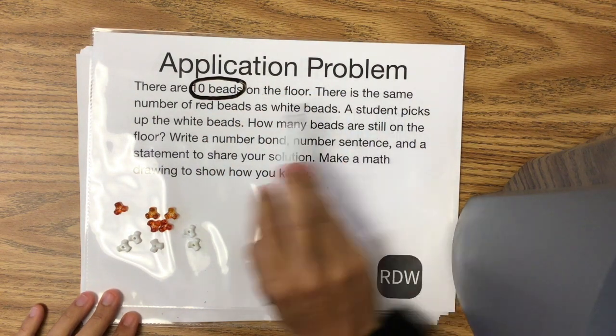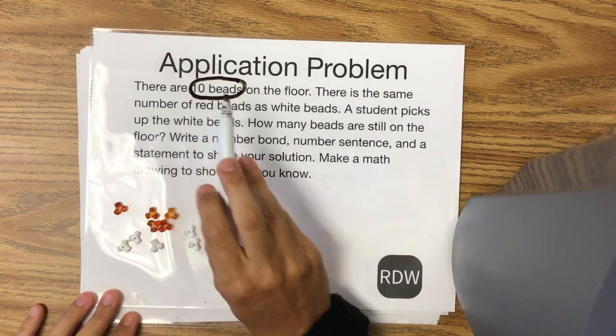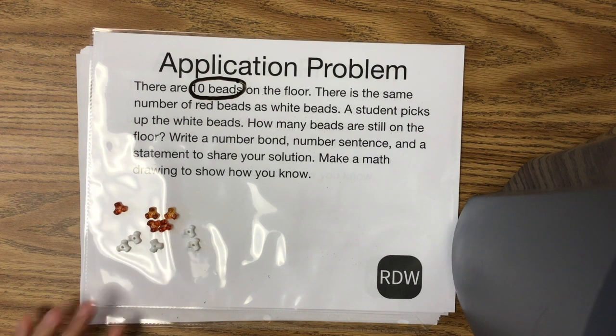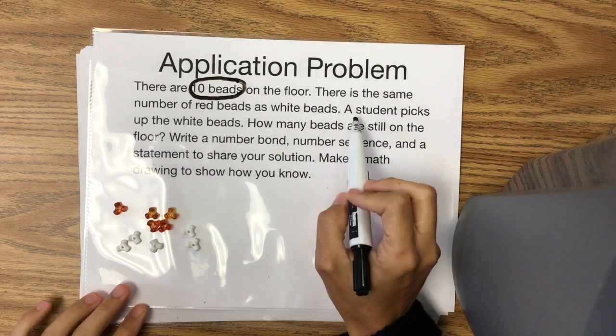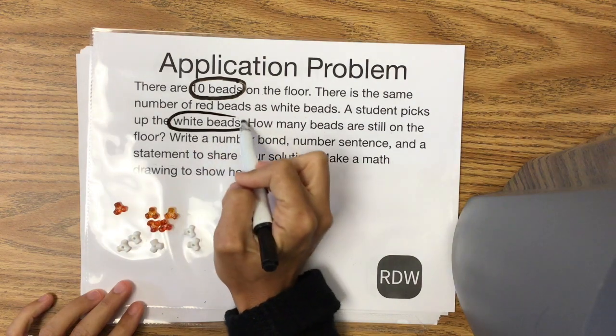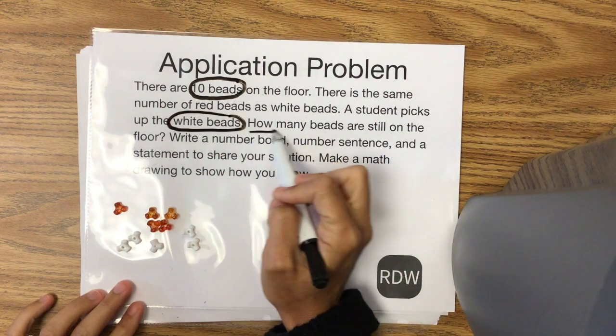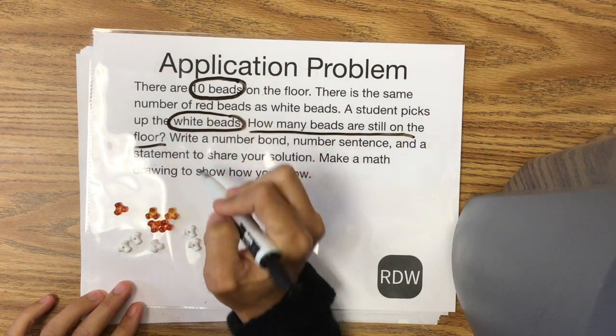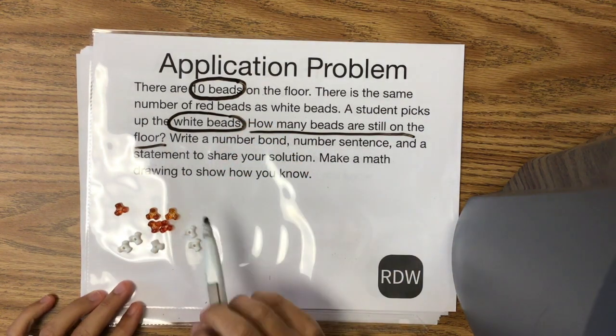There's the same number of red beads as white beads. And that kind of draws back to yesterday's lesson about doubles facts, because if it's the same number, that means the same amount. A student picks up the white beads. I think that might be pretty important. How many beads are still on the floor? So it's trying to figure out how many beads are still on the floor.